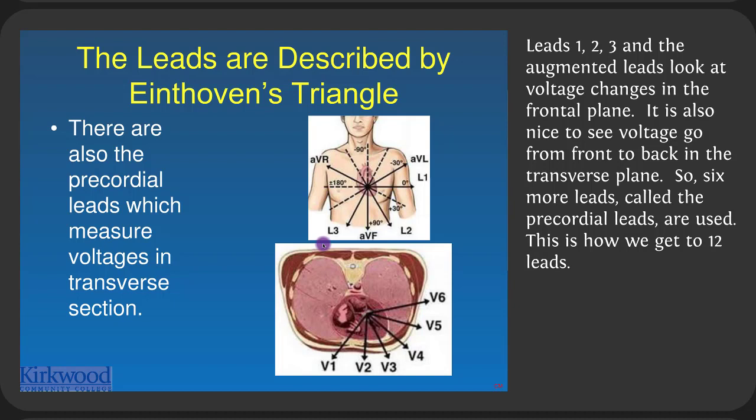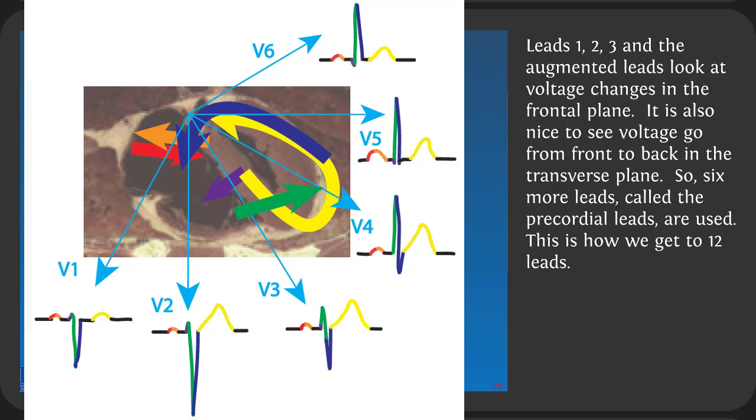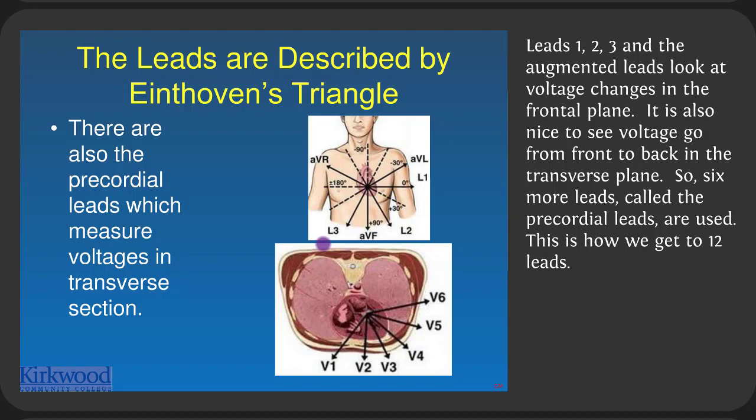It's also nice to see voltage go from front to back in the transverse plane. So 6 more leads, called the precordial leads, or the V leads, are used to see voltage changes from front to back. These electrodes are placed across the chest and under the armpit. That's how we get to 12 leads: 1, 2, 3, 3 augmented leads, plus 6 precordial leads gives us the 12-lead EKG.